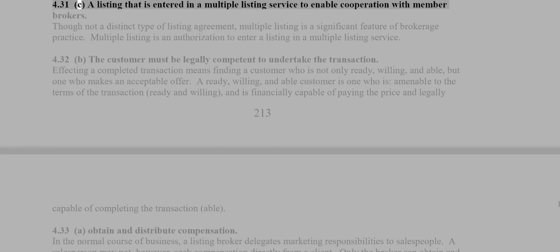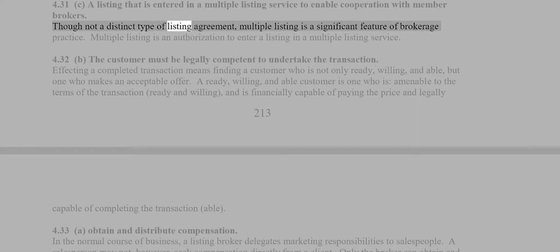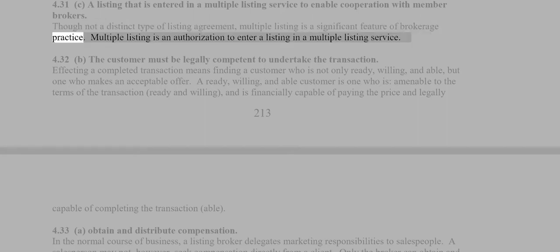4.31 c. A listing that is entered in a multiple listing service to enable cooperation with member brokers. Though not a distinct type of listing agreement, multiple listing is a significant feature of brokerage practice. Multiple listing is an authorization to enter a listing in a multiple listing service.